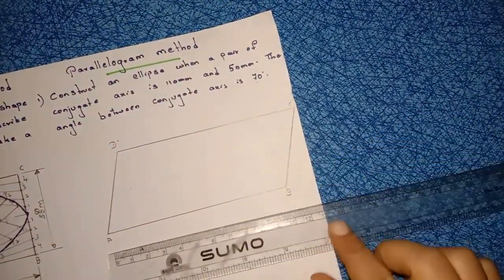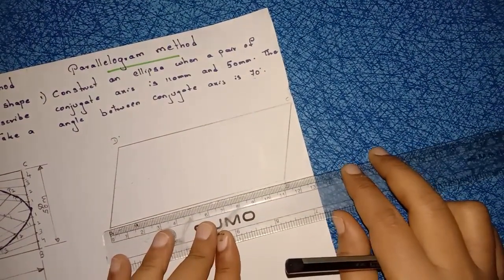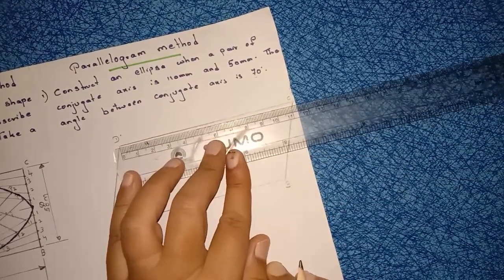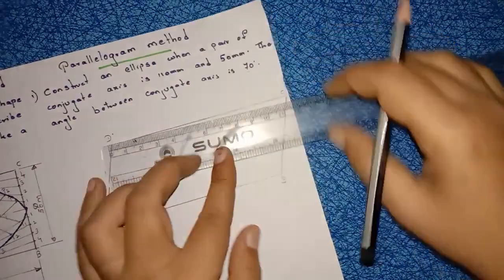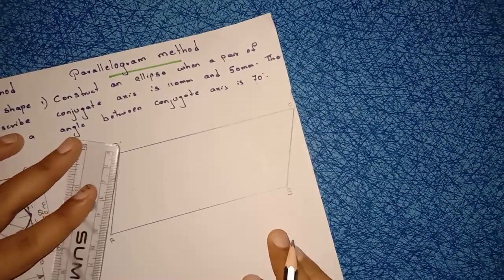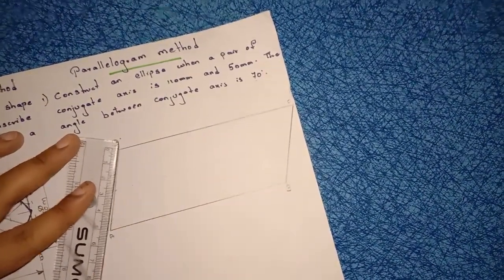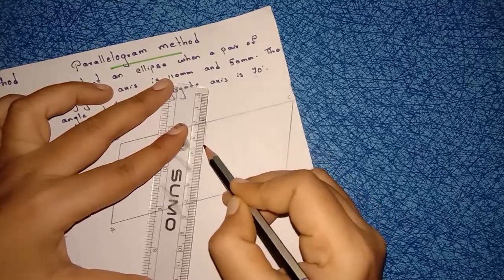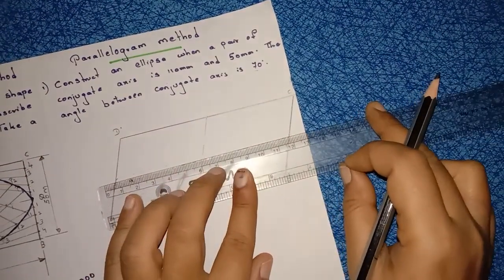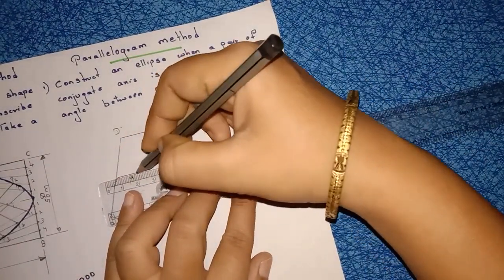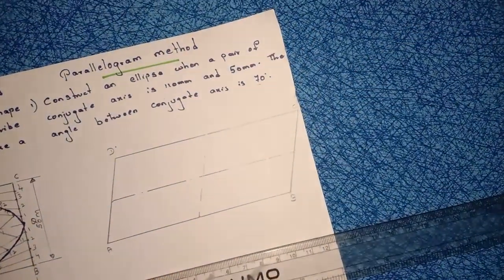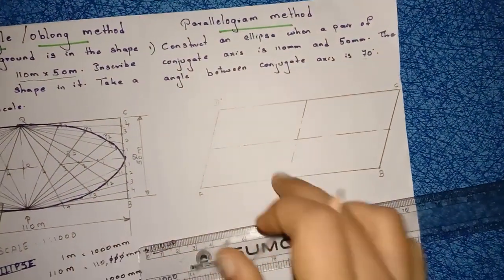Then next what we have to do? Mark the midpoint for AB, 55 mm. Mark the midpoint for CD, 55 mm. Mark the midpoint for BC, 25 mm. Mark the midpoint for AD, 25 mm. Draw the minor axis. Axis will be dash dot, no. Draw the minor axis, and here draw the major axis. So the same method how we constructed in the rectangle method, same method you have to construct here.